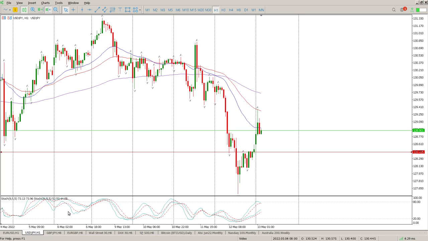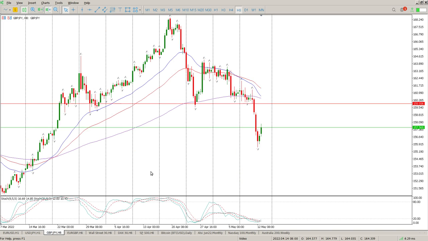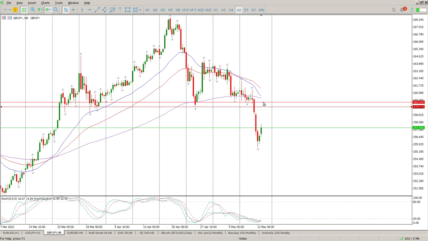Moving on to the British pound, Japanese yen, and the head and shoulders has been validated. There is the neckline. Just going to put that as a zone. Okay, just want to adjust that a little bit higher. There we go. So that is the zone that we're in. We have broken that to the downside.